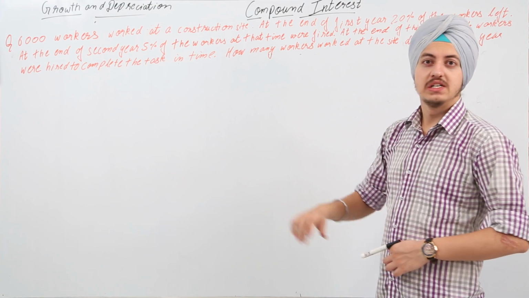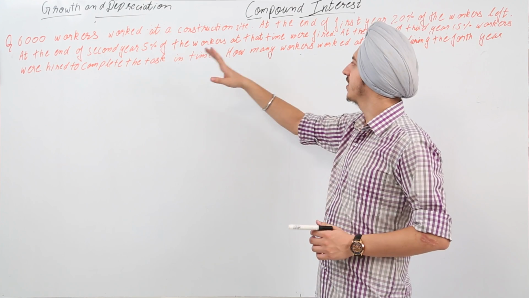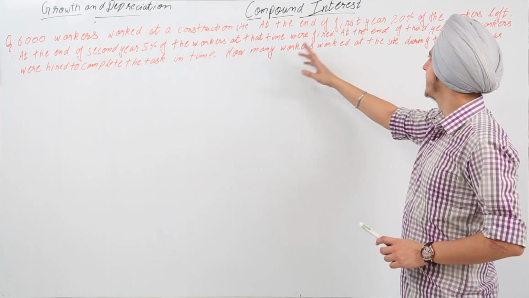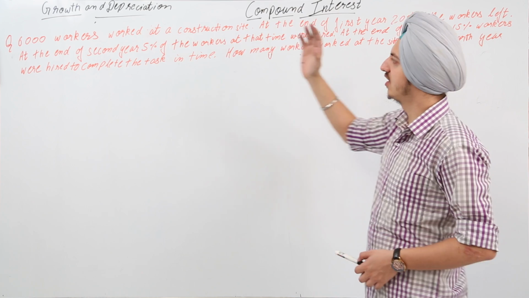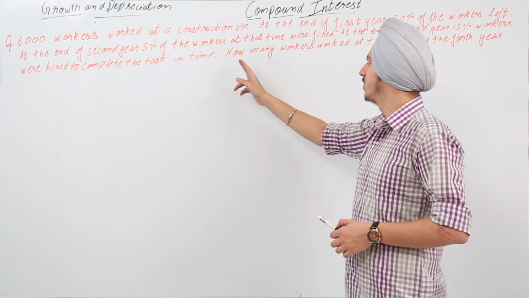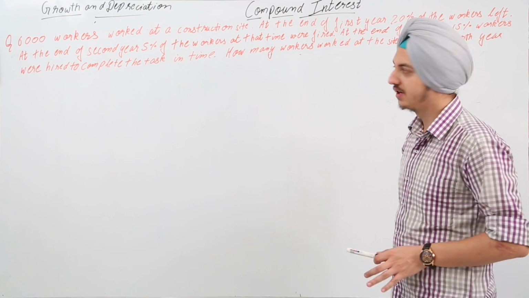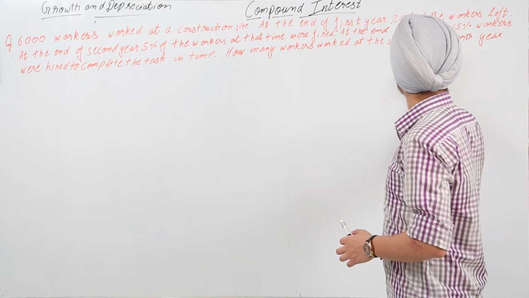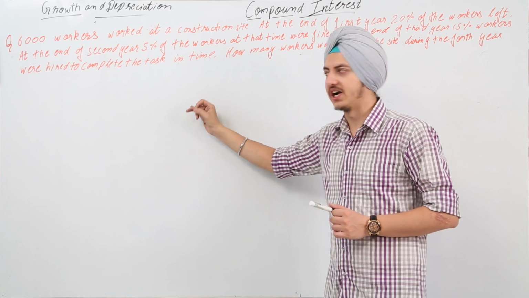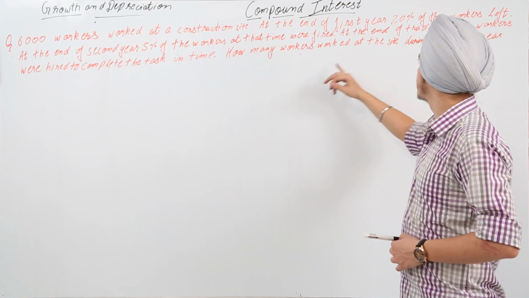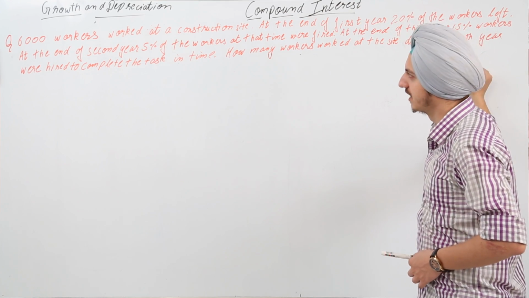Now we have 6,000 workers who worked at a construction site. At the end of the first year, 20% of the workers left. At the end of the second year, 5% of the workers at that time were fired. At the end of the third year, 15% more workers were hired to complete the task in time. How many workers worked at the site during the fourth year?